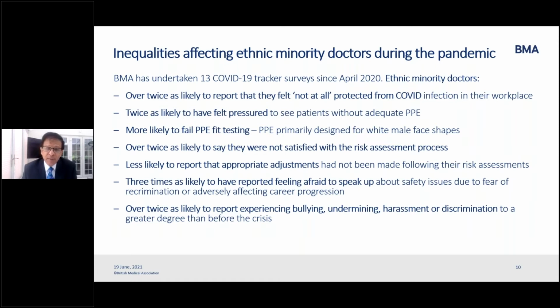And when we asked them about speaking out during this pandemic, when in fact we were all at risk and are still at risk, they were 3 times more likely to say they were afraid to speak up. And when we asked them why they were afraid to speak up about not having adequate PPE, they said they thought they would suffer recrimination or it would affect their career progression. And during this pandemic, they were even more likely to report bullying and harassment, including from senior leaders within their own provider.